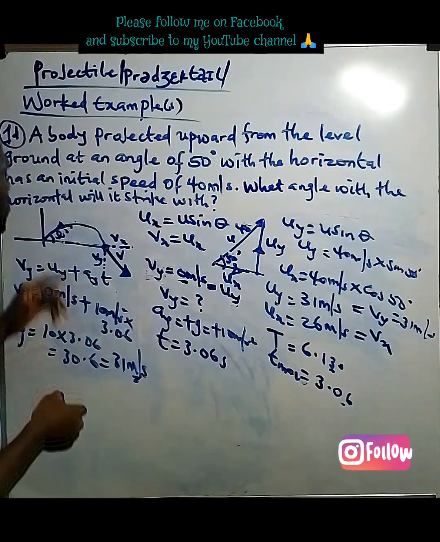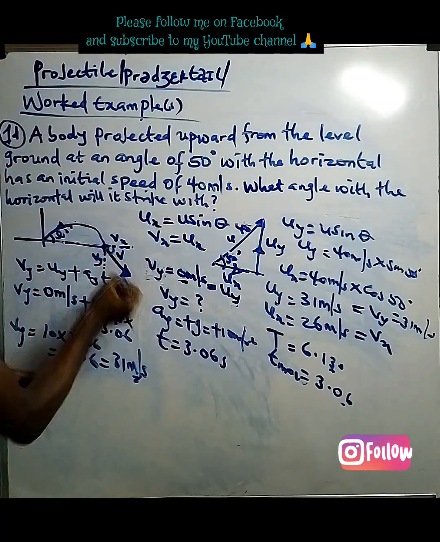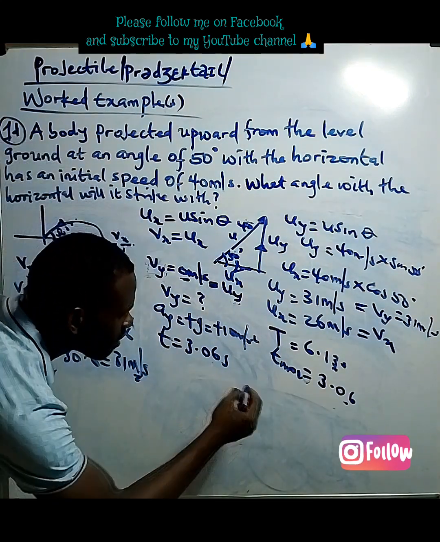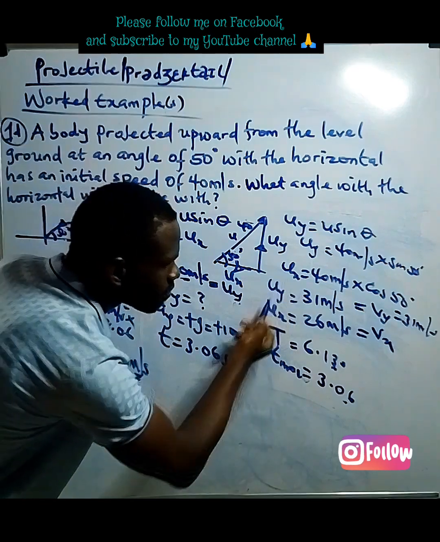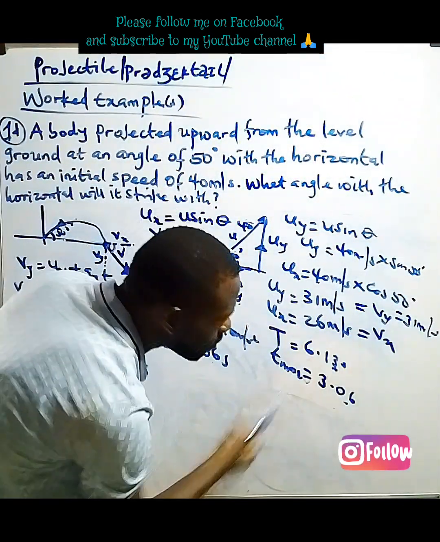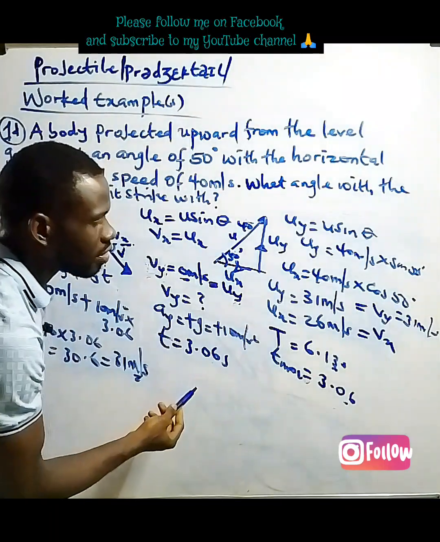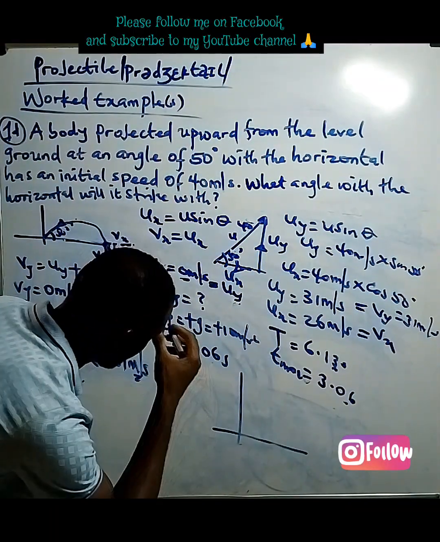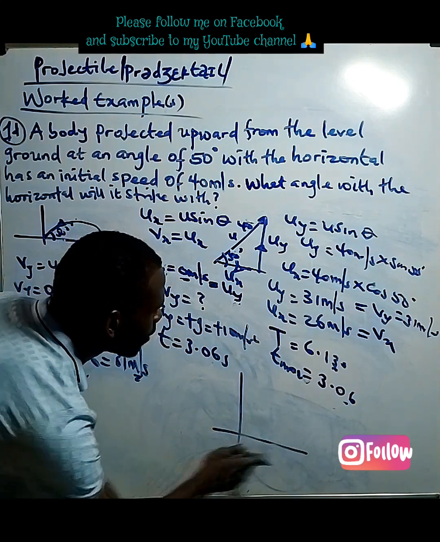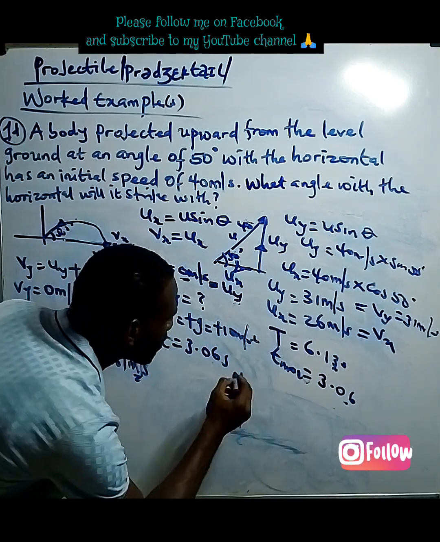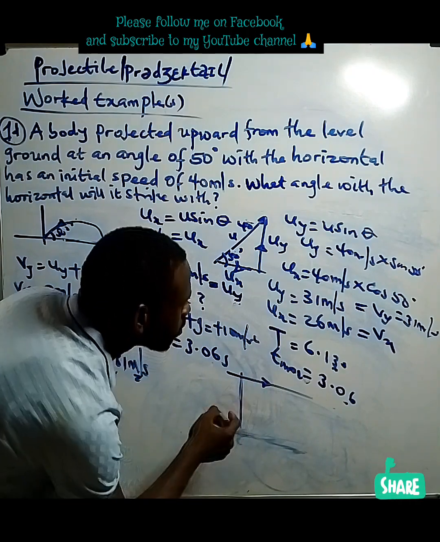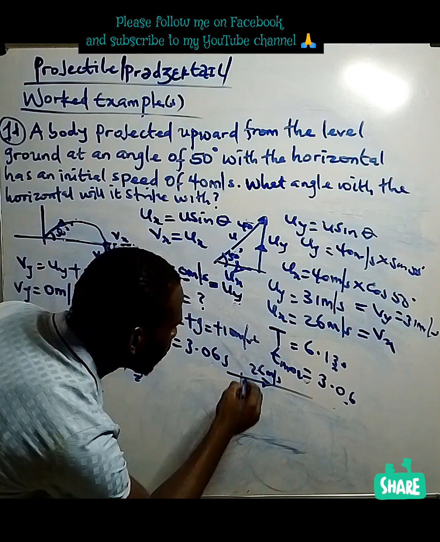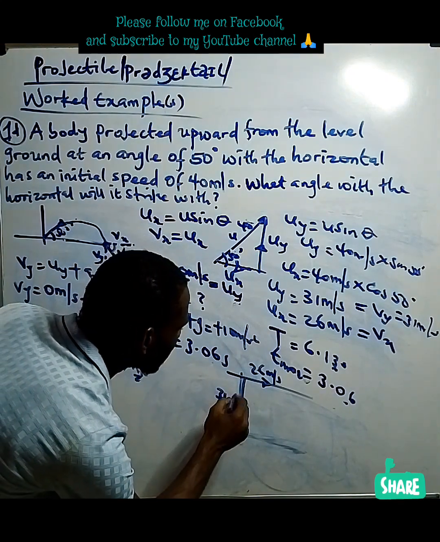So let's see the angle the landing velocity will make with the horizontal. Let's see what that is. So let's draw the components. Don't forget the final velocity along the y-axis is 31 meters per second, and the initial velocity along the y-axis was 26 meters per second. Along the x and y, what do we have? Along the x, we have 26 meters per second. Along the y, we have 31 meters per second.